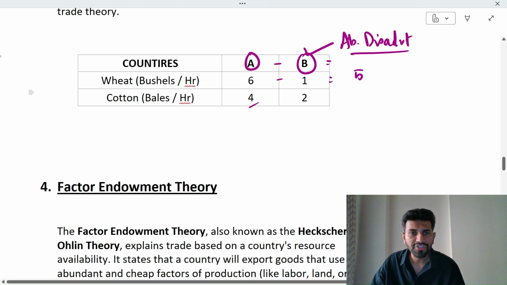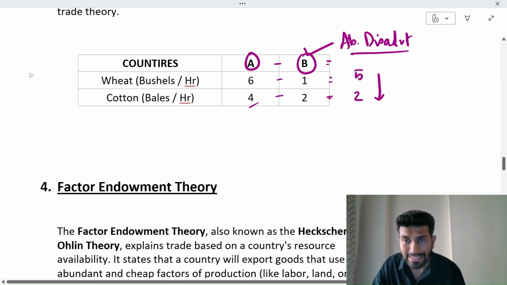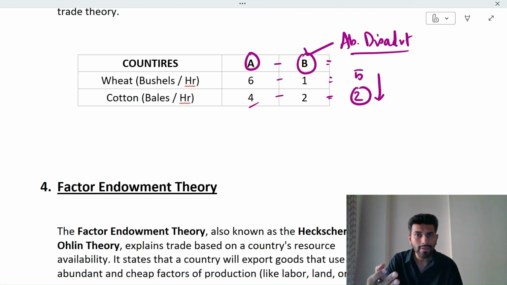Similarly, country A produces 4 bales per hour of cotton and country B produces 2 bales per hour of cotton. So the absolute disadvantage for country B will be 2. 4 minus 2 equals 2. So country B has the least absolute disadvantage in producing cotton. So country B will produce cotton and export to A, and country B will import wheat from country A. David Ricardo said that even if one country is specialized in producing both commodities, still international trade between both countries is possible.